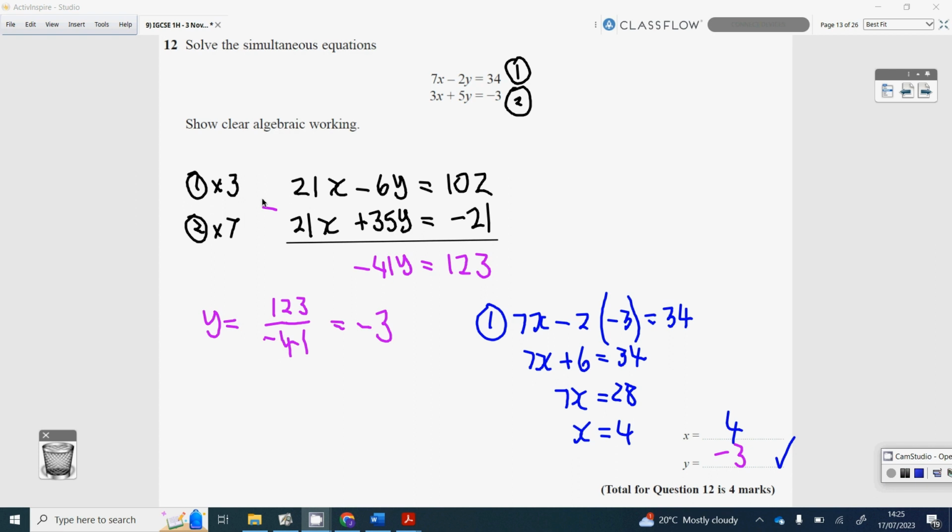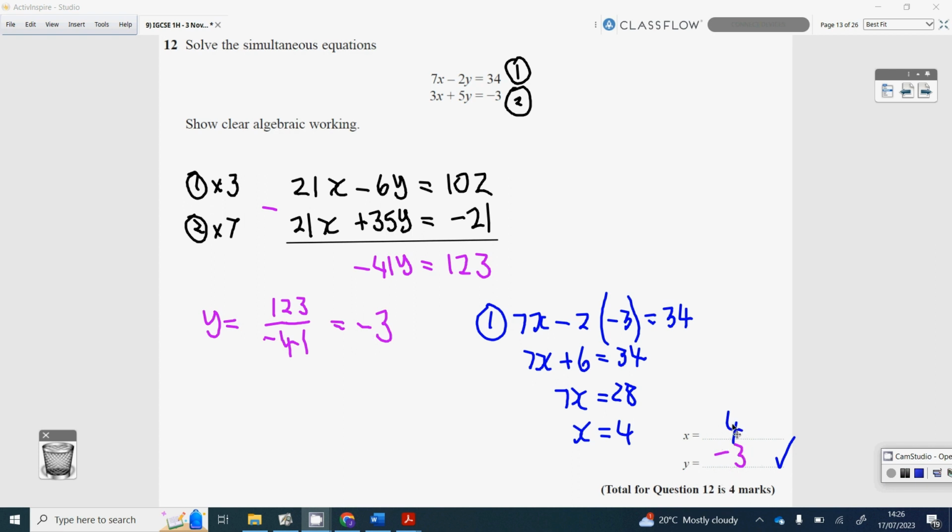Minus 6y minus 35y. So minus 6 minus 35 is minus 41y. Now be careful over here. 102 take away minus 21. So 102 minus minus 21 is 102 add 21, which is 123. So minus 41y equals 123. Divide both sides by minus 41. I get y being minus 3. So that's my first answer.